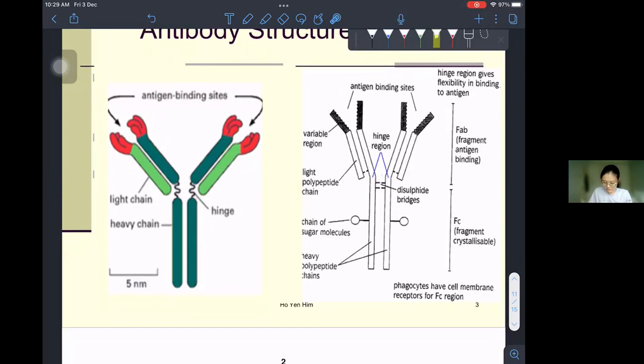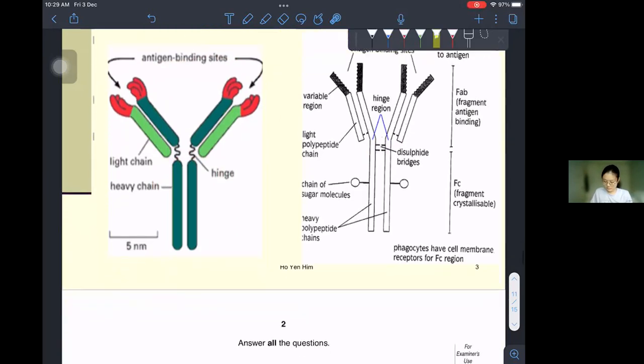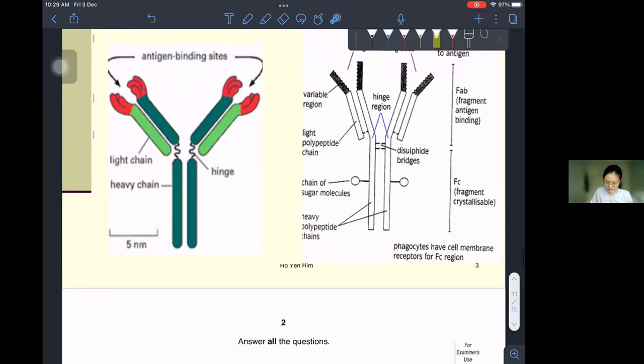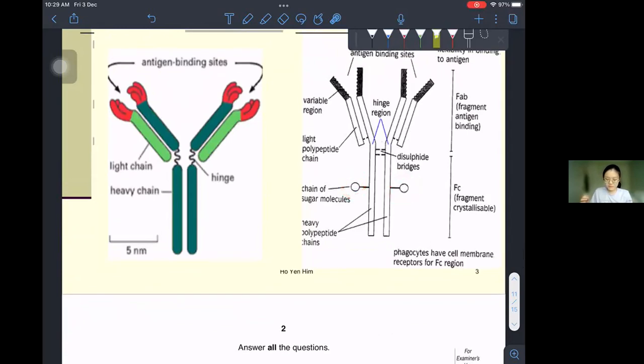We also know this region as the FAB region, which is the fragment antigen binding, and this region as the FC region, which is the fragment crystallizable. And we also have these 2 chains of sugar molecules, and for animal and human antibodies, the positions of the chains of sugar molecules are different.